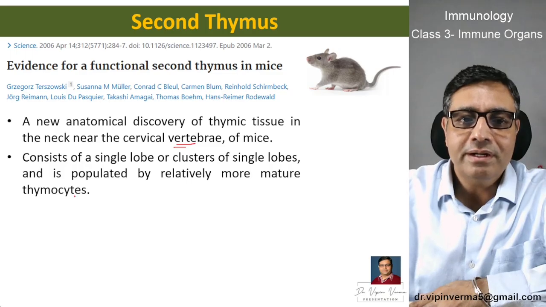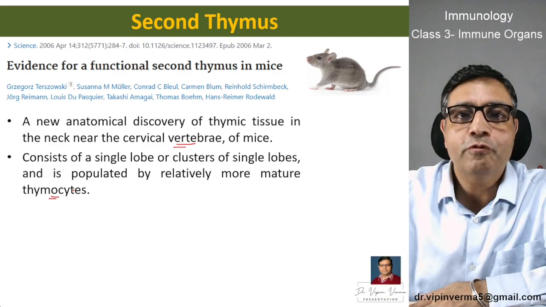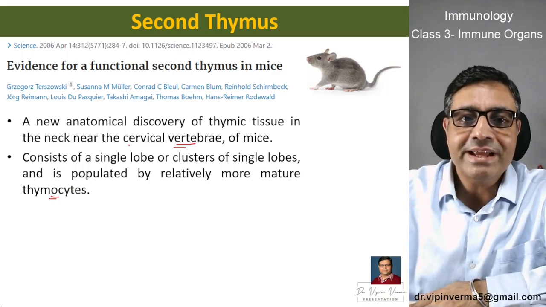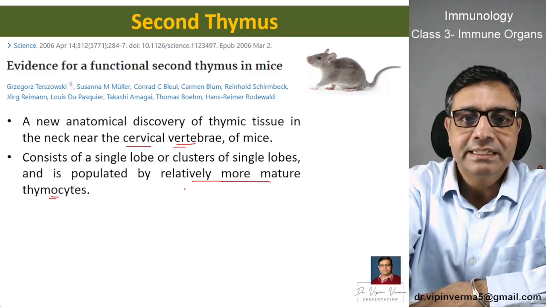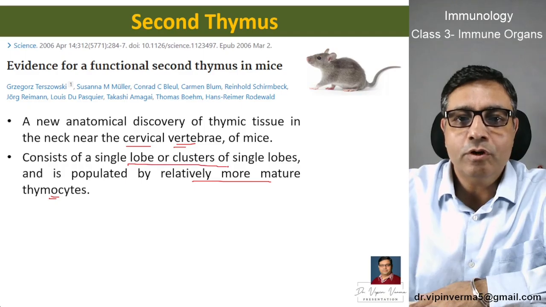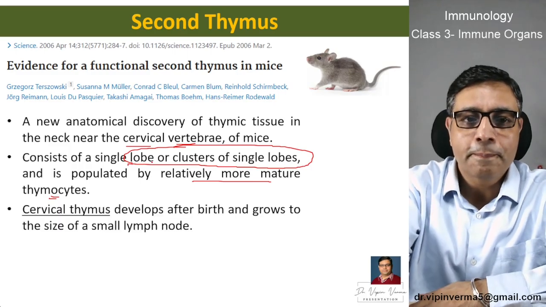So if you remember the first thymus, it contains immature thymocytes which had some sort of pluripotency. But here in this case, the second cervical thymus has relatively more mature thymocytes. So that is the difference. Then it consists of a single lobe or a cluster of single lobes. Okay, so here it is a monolobular structure.